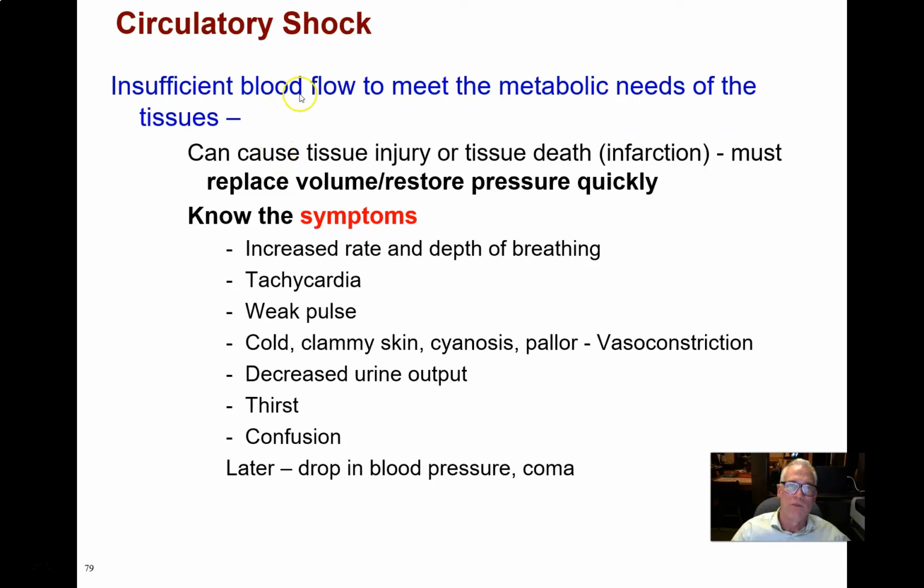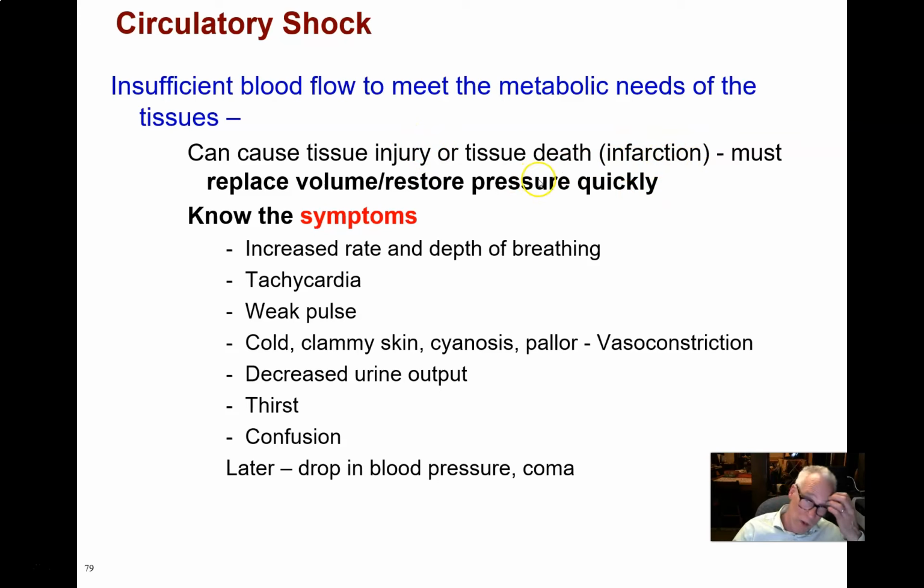If there's not sufficient blood flow being produced by the heart and the vascular system to meet the needs of the tissues, that's circulatory shock. This can lead to tissue injury. Your organs may start to die. Infarctions are death of tissues when they don't get enough blood flow, not enough oxygen coming in.